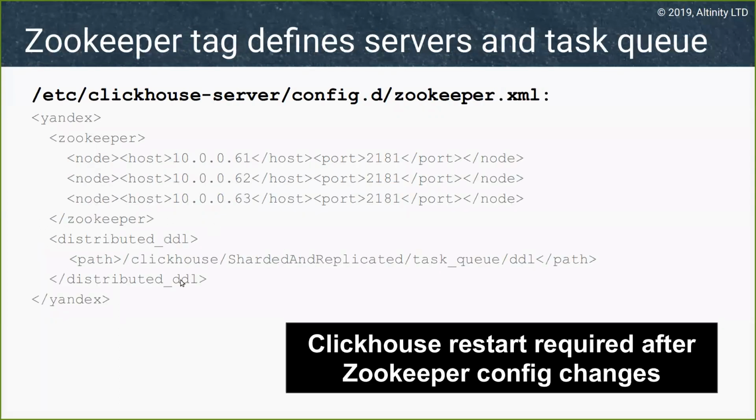A final thing you need to do is tell where Zookeeper lives. So you'll have the Zookeeper, we put that in zookeeper.xml, you give the host names, and then there is one path that you give here, which we actually saw briefly a second ago. This is the task queue for distributed DDL. There's basically one, typically one per server.